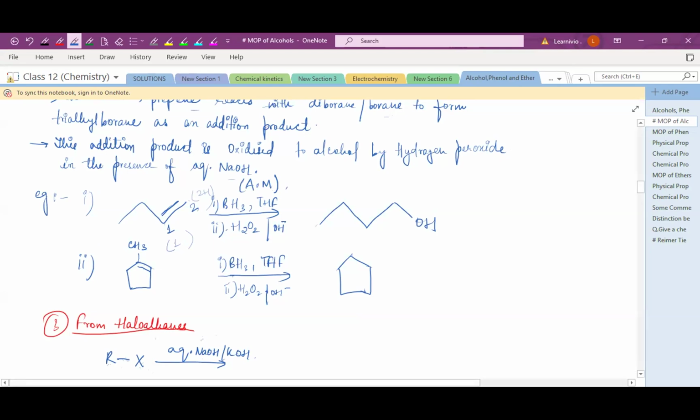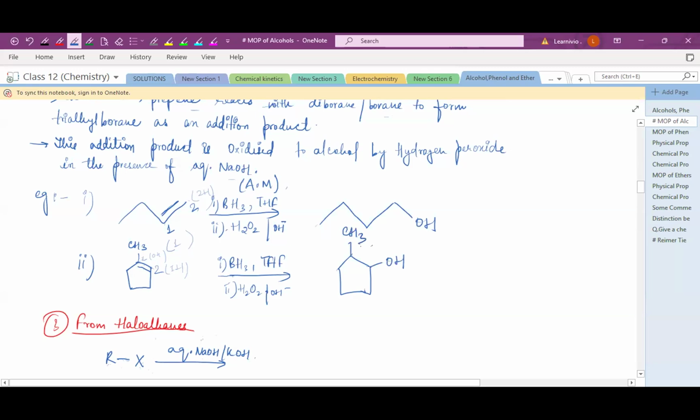Okay, so in the second case, what will you do? Suppose this is the first and this is the second carbon, right? On the first carbon, 1, 2, 3, 4, there is zero hydrogen. But on the second carbon, there is one hydrogen. So you will attach OH to that carbon which has more number of hydrogens, the second carbon, and CH3 stays as it is. Is it clear, Ali? Yes, ma'am.